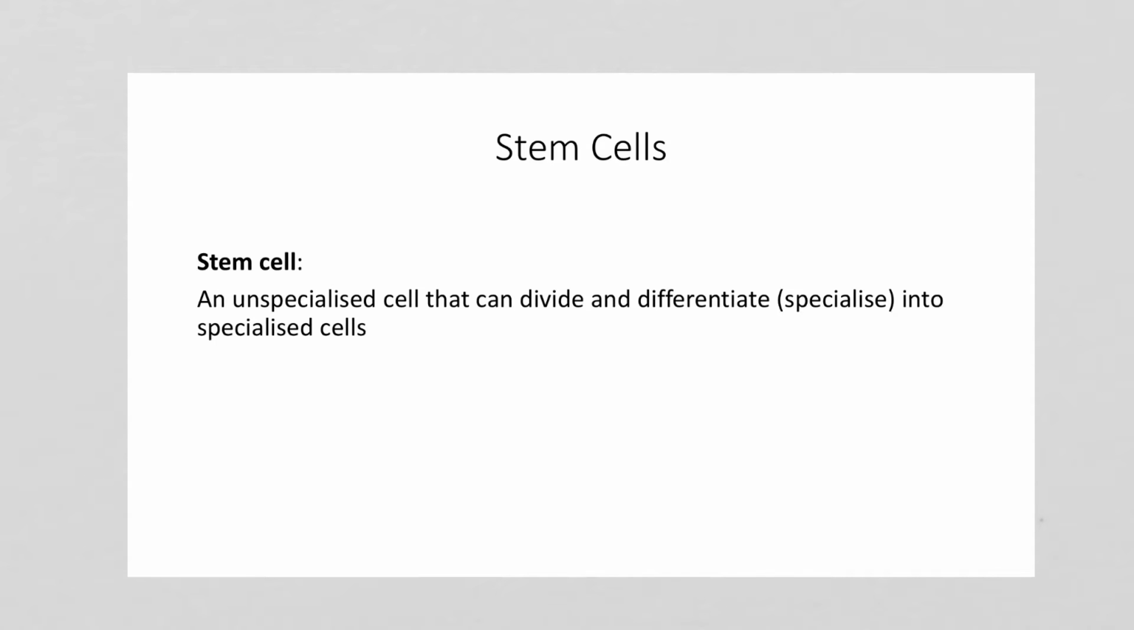What is a stem cell? A stem cell, as we saw last lesson, is an unspecialized cell that can divide and differentiate into specialized cells. It's going to divide through a process called mitosis, which we'll be examining in the next lesson. Lesson 8 is all about mitosis and the cell cycle. And differentiating into specialized cells.